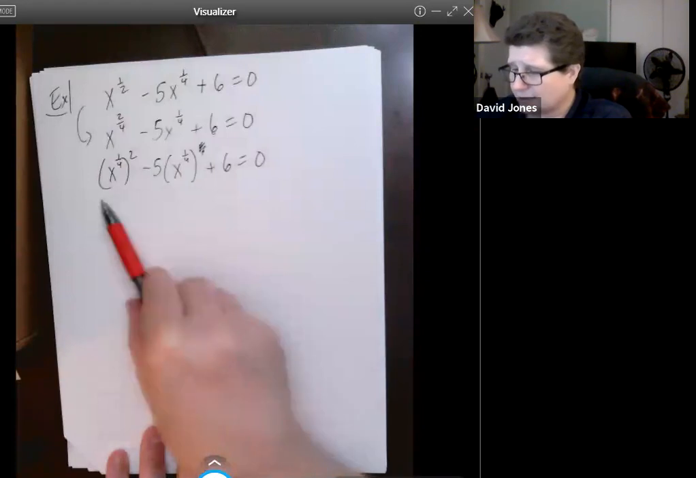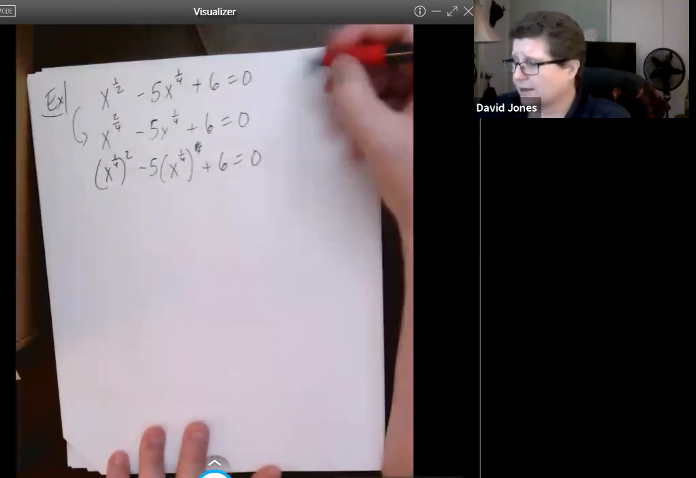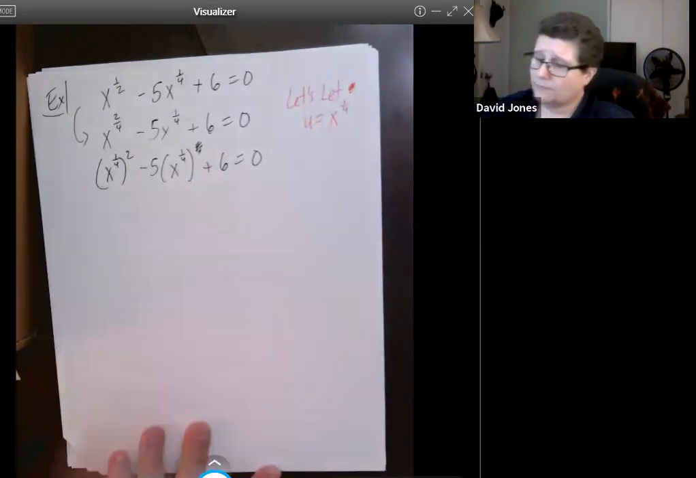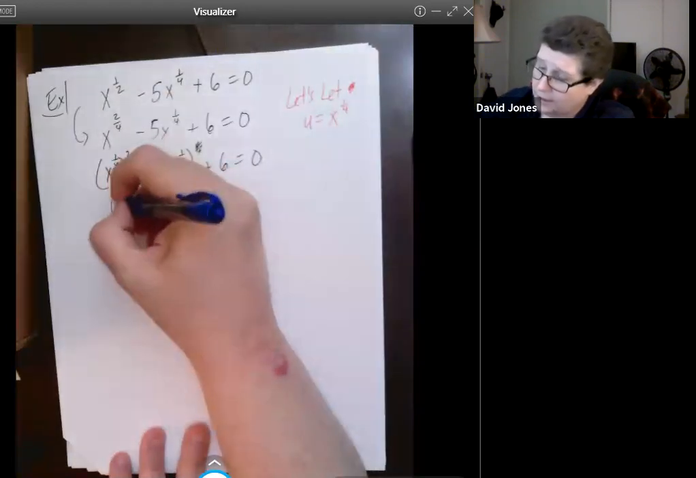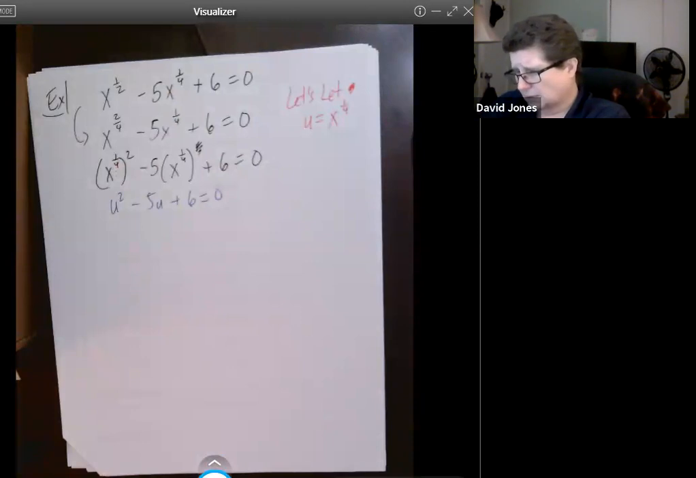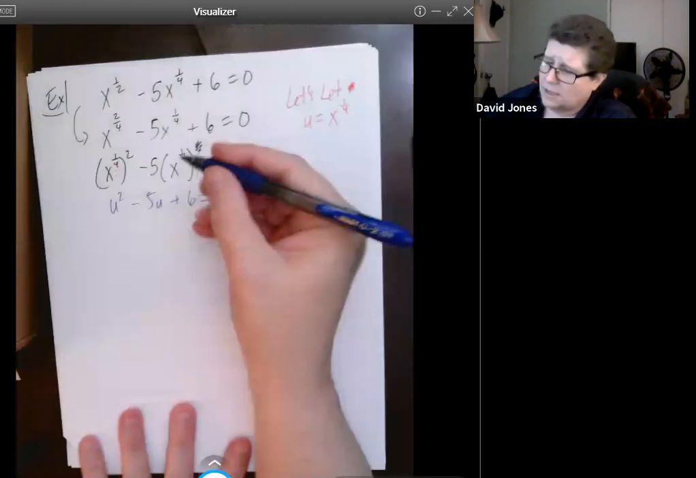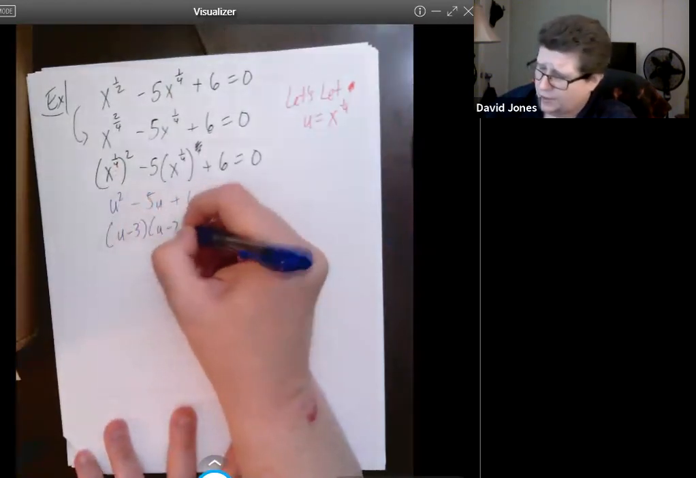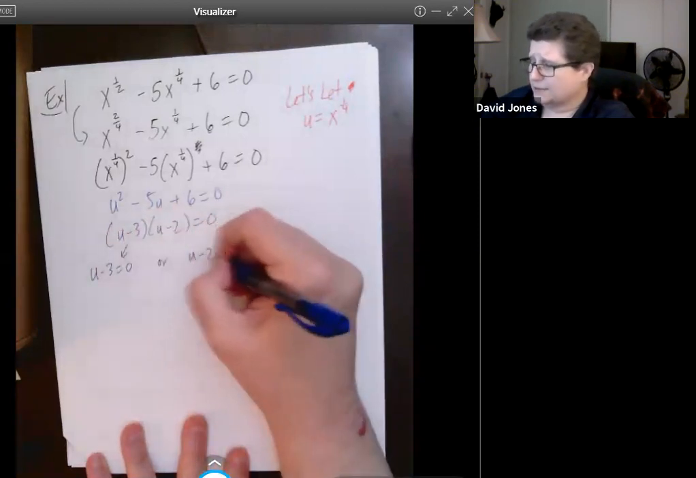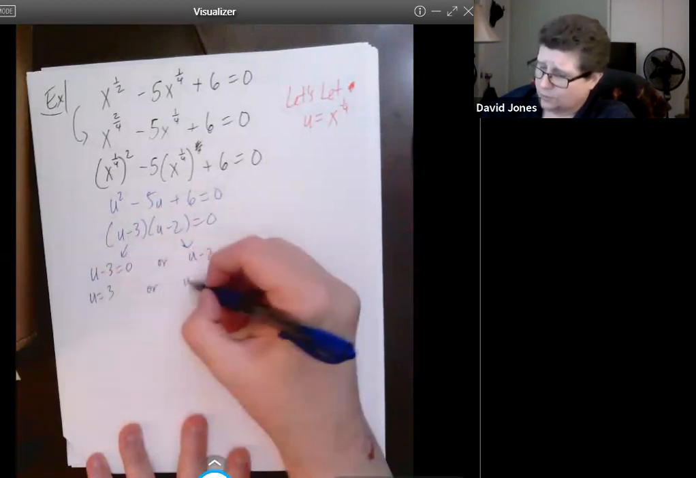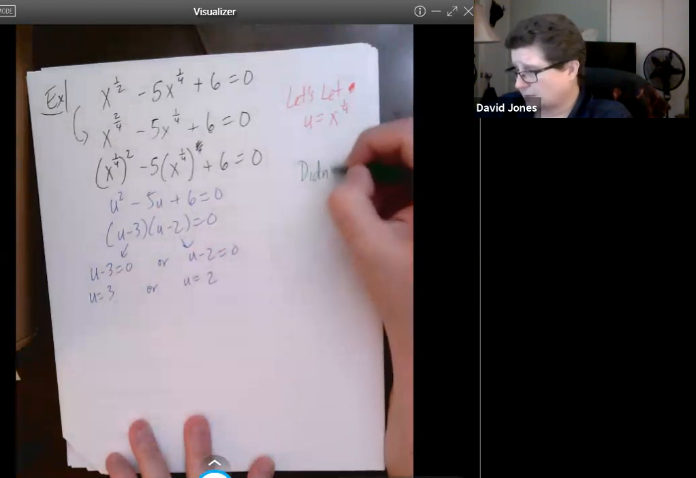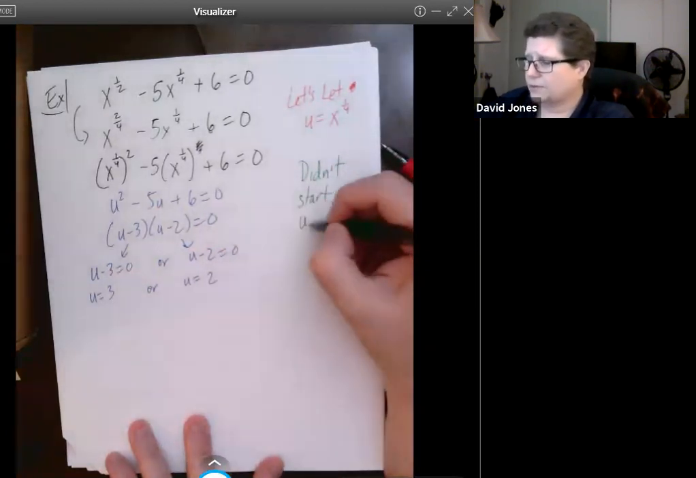Notice I have something that repeats. I've got x^(1/4), one of them squared, one isn't. Let's let u equal x^(1/4). If I do that, I get u^2 - 5u + 6 = 0. Well, I can factor that. That's (u - 3)(u - 2) = 0. u - 3 = 0 or u - 2 = 0. u = 3 or u = 2. But I didn't start with u, so I'm not going to end with u.